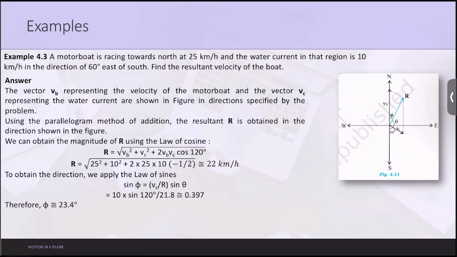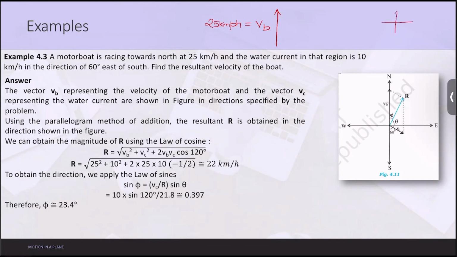Fine, so now let us do one of the questions regarding this concept, so that our conceptual knowledge is quite clear. You can see the question clearly. A motorboat is racing towards north at 25 kilometers per hour. Let us first make the motorboat here. Let us say this is the motorboat, so this can be denoted as VB, which is equal to 25 kmph. And the water current in that region is 10 kilometer per hour in the direction of 60 degree east of south.